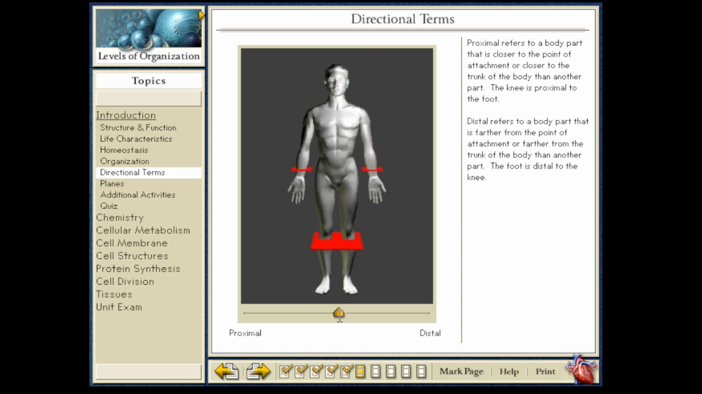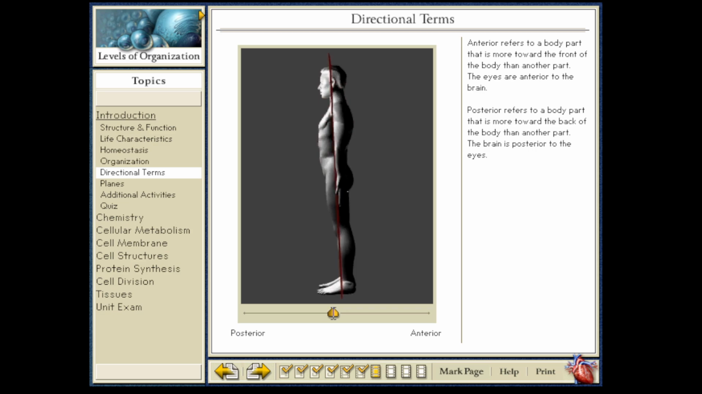Proximal refers to a body part that is closer to the point of attachment or closer to the trunk of the body than another part. The knee is proximal to the foot. Distal refers to a body part that is farther from the point of attachment or farther from the trunk of the body than another part. The foot is distal to the knee.